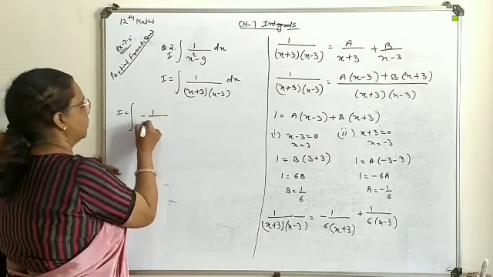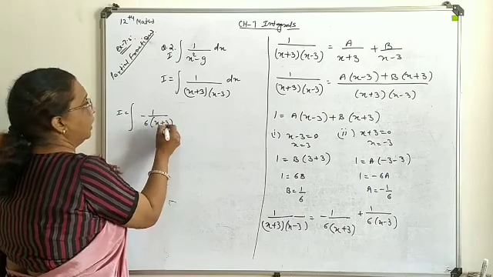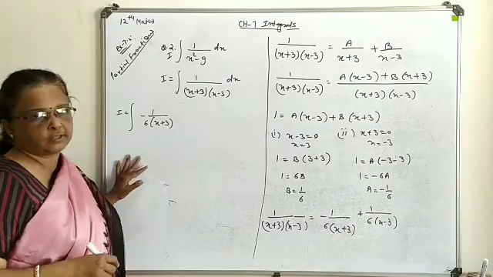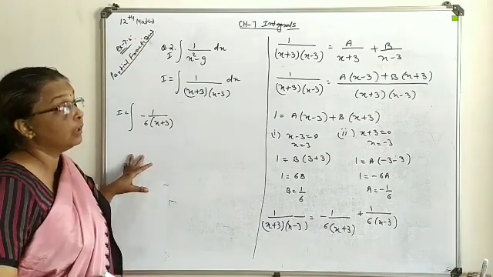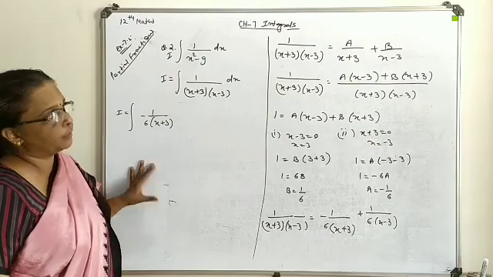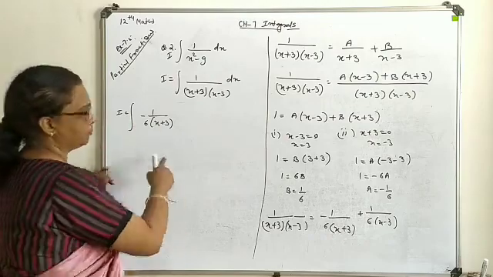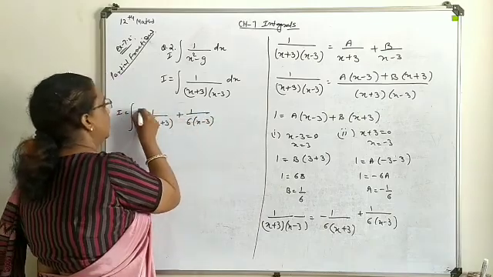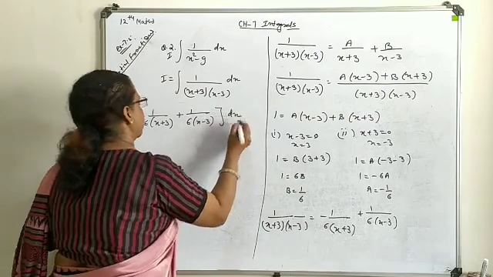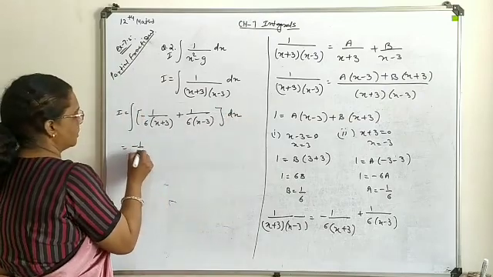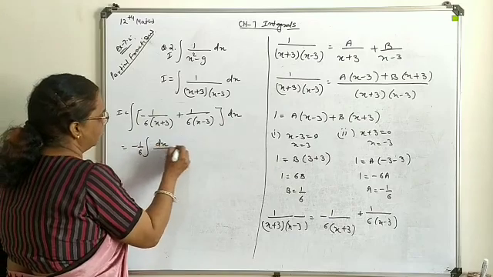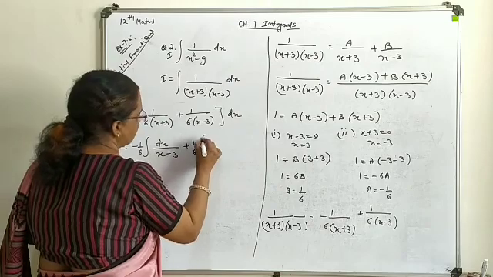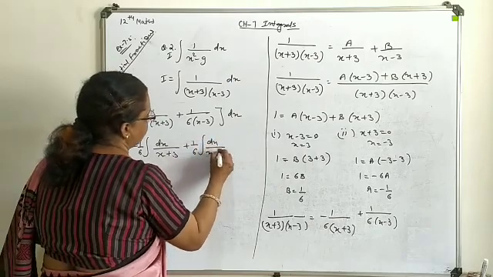This will be minus 1 upon 6 x plus 3. Don't exchange their denominator terms. If you exchange them, the constant values also have to be exchanged. So keep them as they are, at their actual positions as you wrote in the beginning. This is your 1 upon 6 x minus 3. Now both are available for further integration. So this will be minus 1 upon 6 integration of 1 upon x plus 3, and 1 upon 6 integration of 1 upon x minus 3.